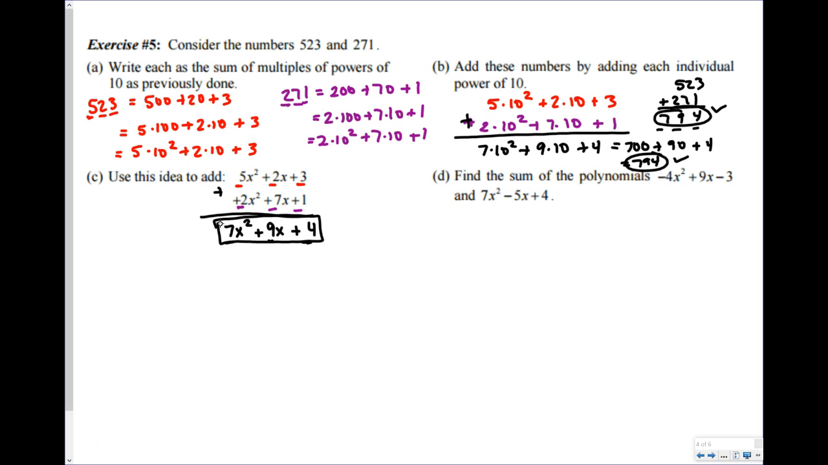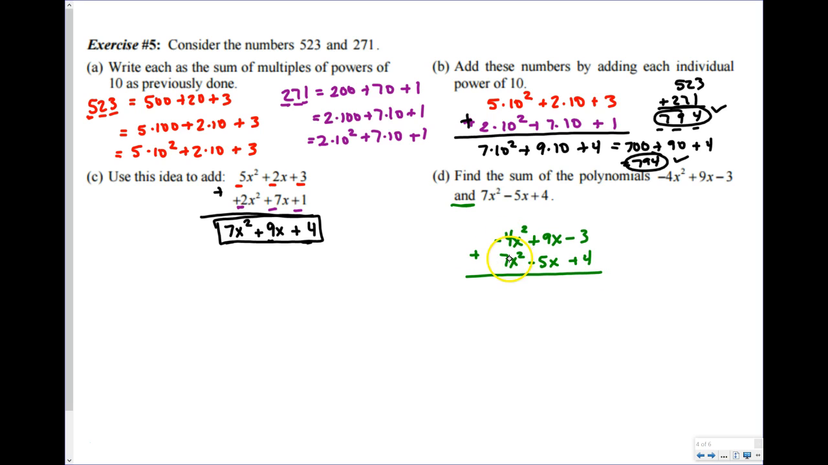Okay? But something we have to be really careful of is signs. This was all easy because notice every single one of these was positive. Well, we have to be really careful when we're dealing with negative numbers. So let's take a look at D. Find the sum of the polynomials negative 4x squared plus 9x minus 3 and, so I'm going to put a plus, 7x squared minus 5x plus 4. And I'm going to add these together.